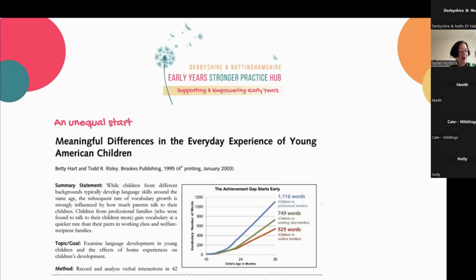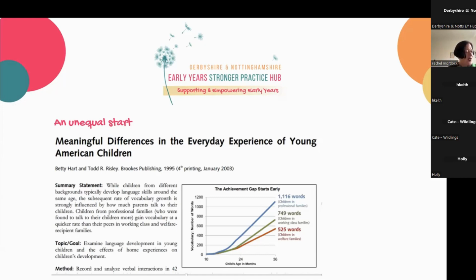So it informed a lot of the work done by the previous Labour government around Every Child a Talker and programmes in terms of that. But it's also continued to inform research today and government policy today. And we're going to have a look at why and what that might look like.